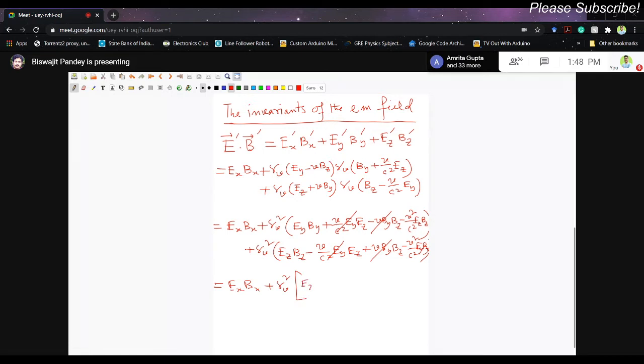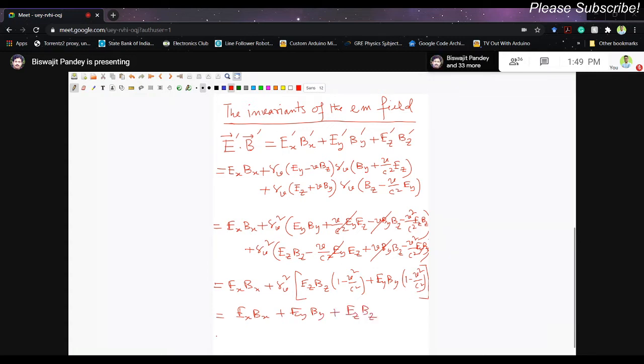So that will give us Ez Bz into 1 minus v square by c square, plus again let us take Ey By common, that will give us again 1 minus v square by c square, and 1 minus v square by c square is nothing but 1 by gamma v square. So this and this will cancel out. So what we are left with is Ex Bx plus Ey By plus Ez Bz.